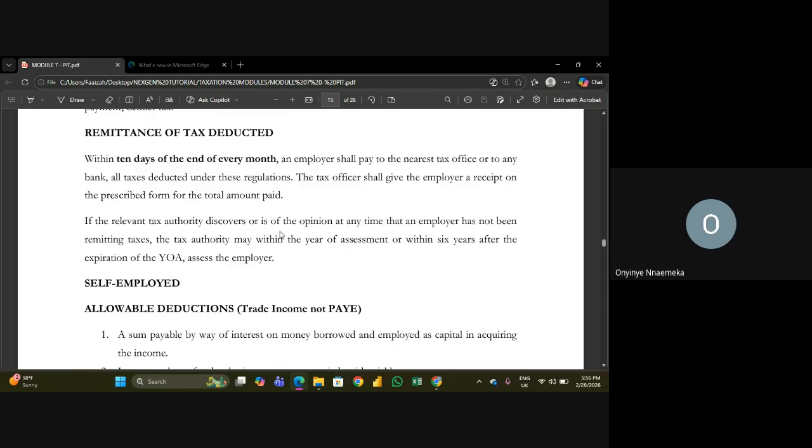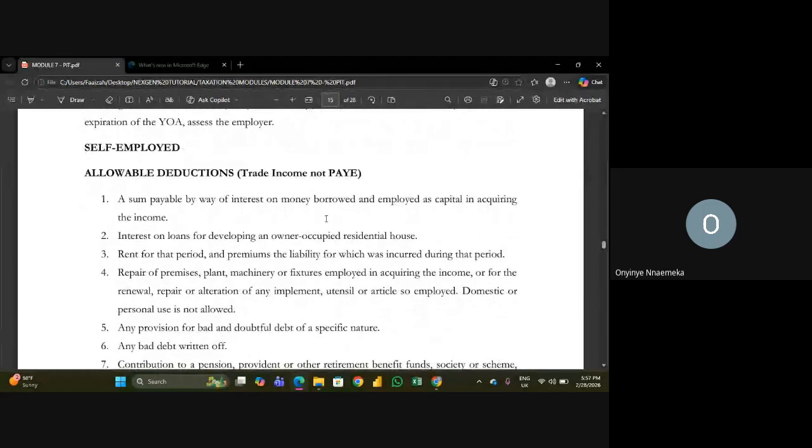So now let's move to self-employed. Now we're no longer talking about PAYE. We are talking about people that have trade or businesses. They earn profits and not salary. Sometimes they might also earn salary, but they also have a particular business where they earn profits. Because these people have trading businesses, there are some expenses that are allowable and expenses that are not allowable in their businesses. Now, let's talk about the expenses that are allowable.